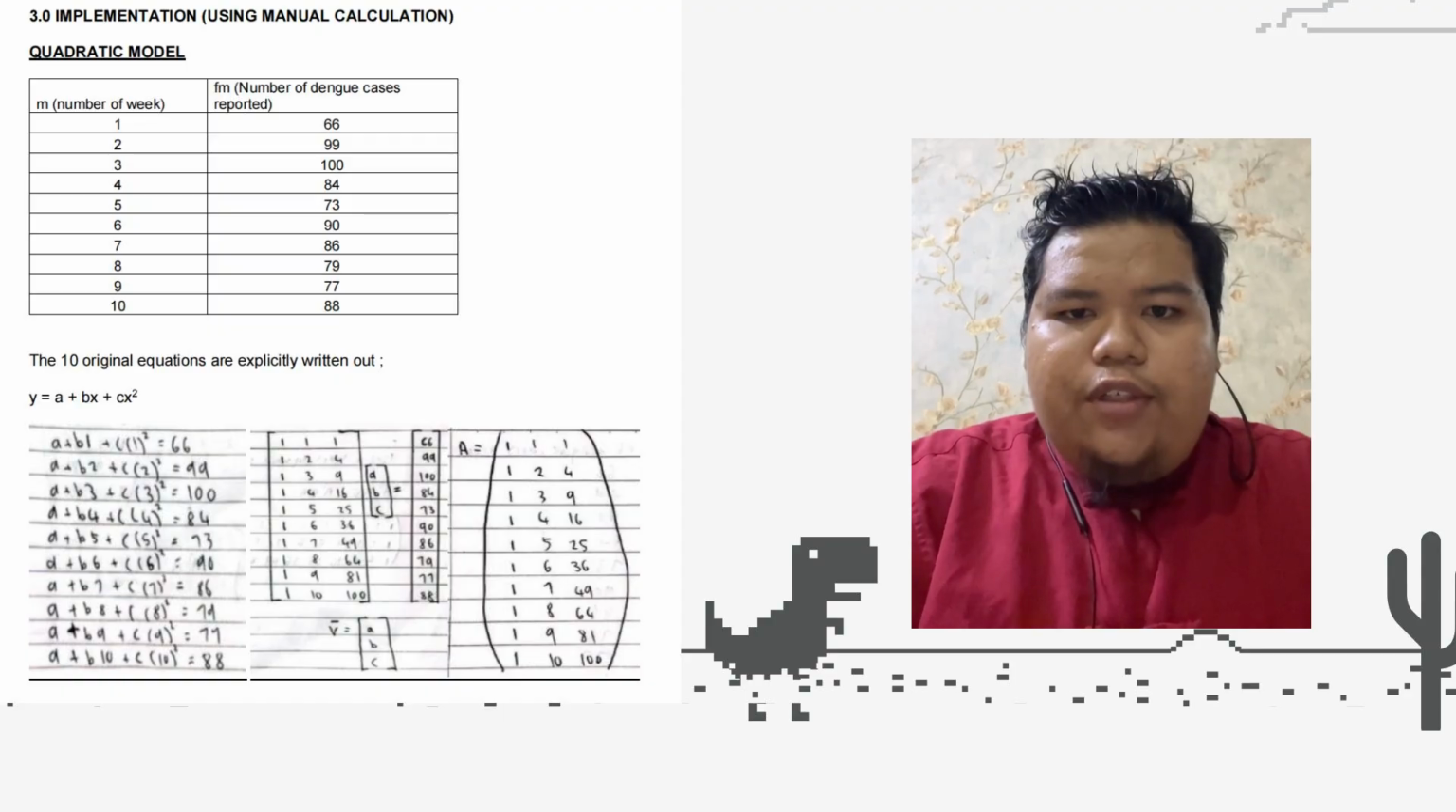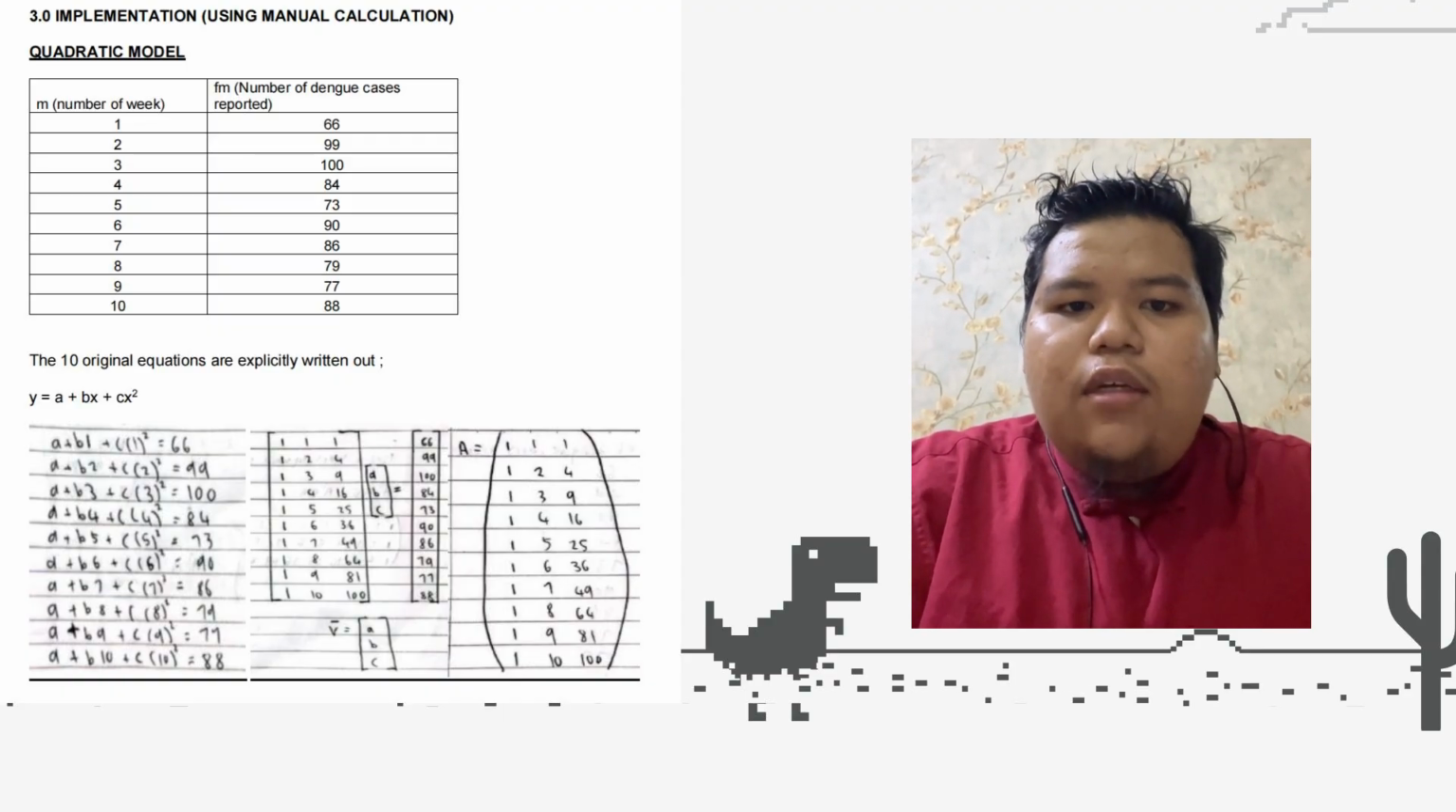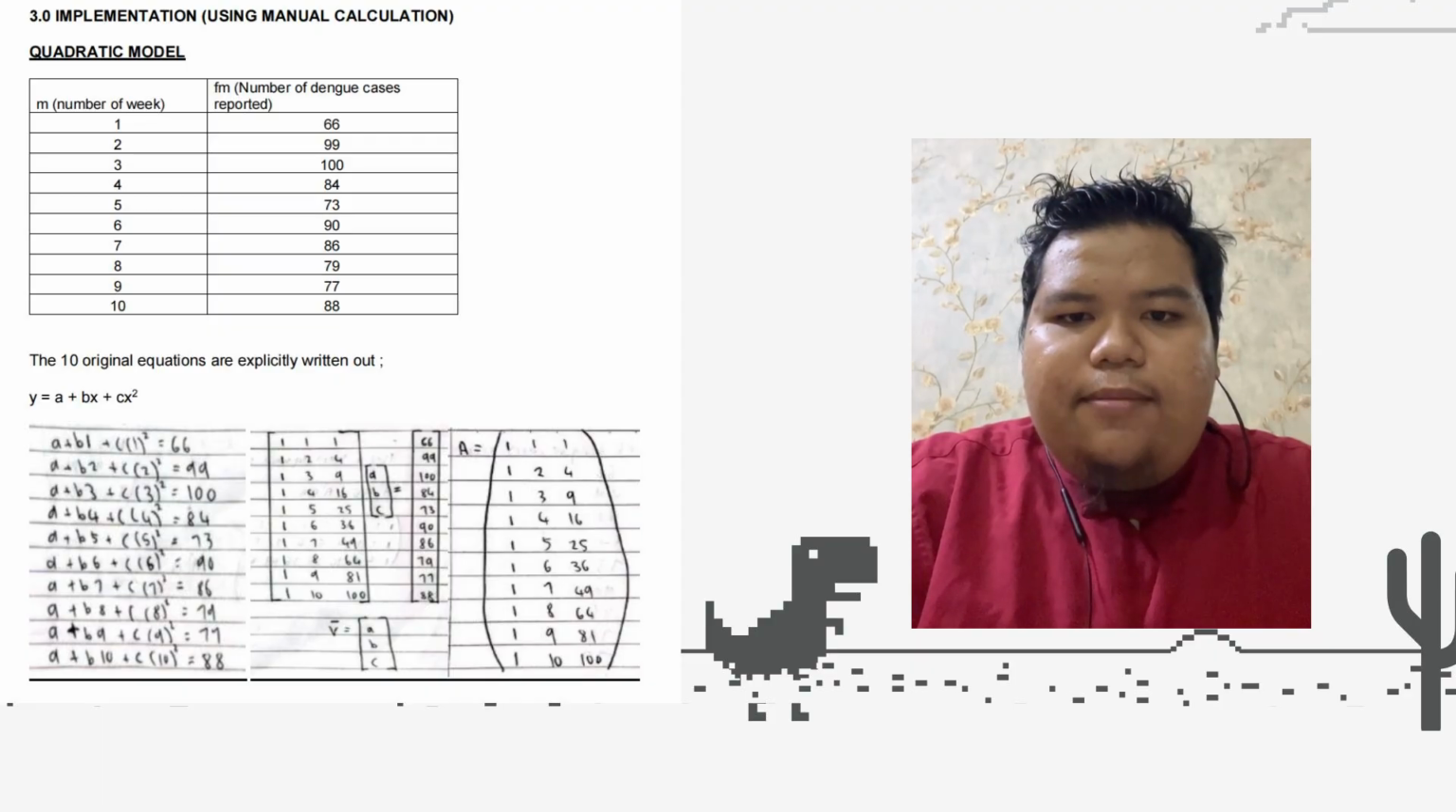Next, we move on to the implementation using manual calculations. Since we have 10 equations but only 3 unknown coefficients A, B, and C, the system is overdetermined. We cannot solve it directly for a perfect fit, which is why we must use the method of least square to find the best fit value for A, B, and C.